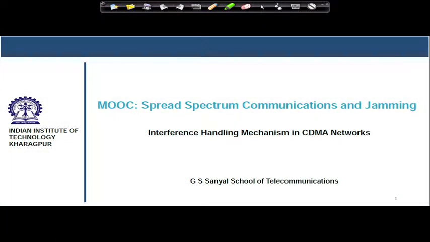Hello students, today we will discuss the interference handling mechanism in a CDMA network. Interference is a main bottleneck for deploying CDMA networks, and today we will learn the different mechanisms to handle this interference inside an actual practical network. On top of that, we have to understand the source of the interference, mainly in a wireless environment.